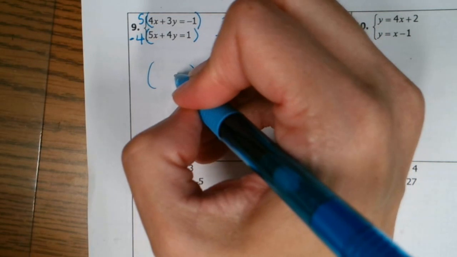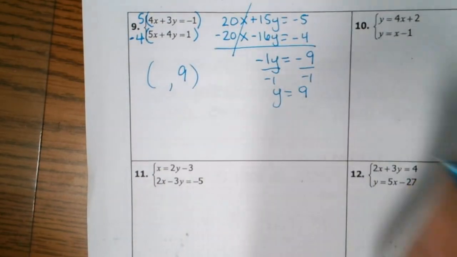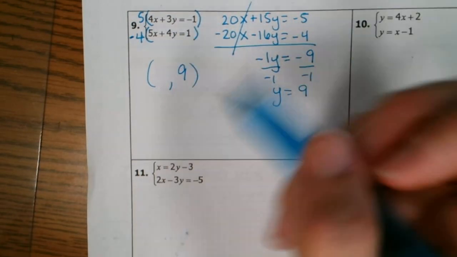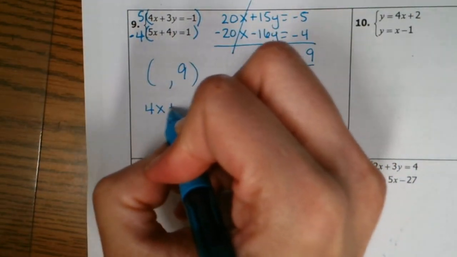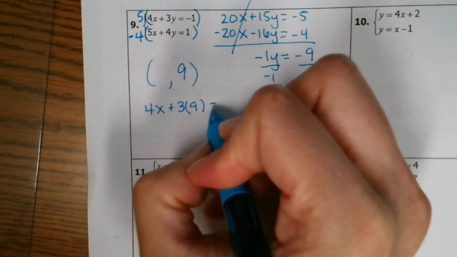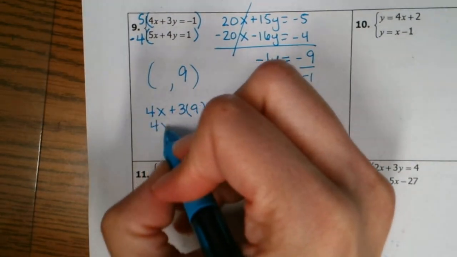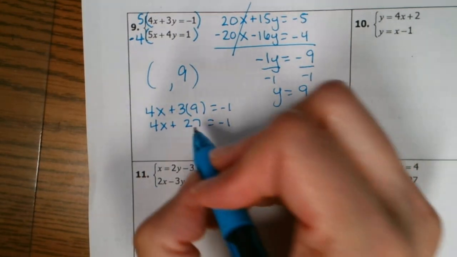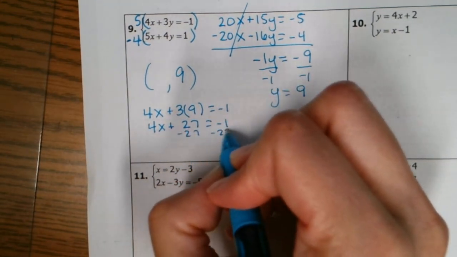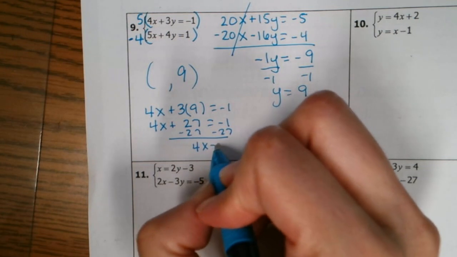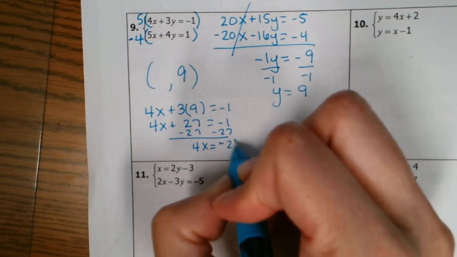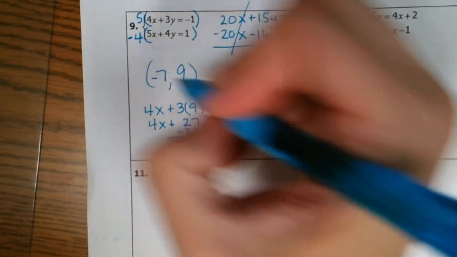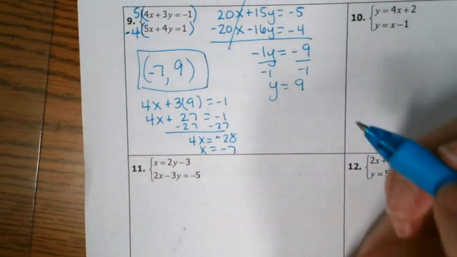So for my solution, I've got my y value. Now I need my x value. I can pick either equation to plug it into. 4x plus 3 times 9 equals -1. So 4x plus 27 equals -1. Subtract 27, and 4x is equal to -28. X is equal to -7. So this is going to be my solution.